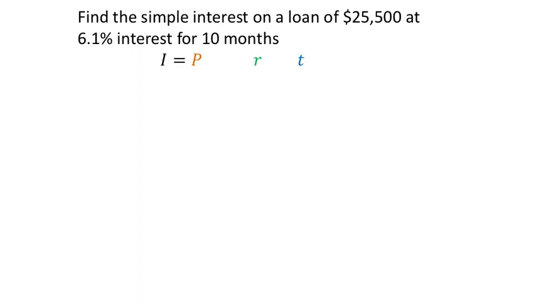Find the simple interest on a loan of $25,500 at 6.1% interest for 10 months. Now remember, the time is in years. Try this one out. We'll still go over it, but think about how that works. If this one's only for 10 months, how is that going to relate to the time being in years? Try it out.